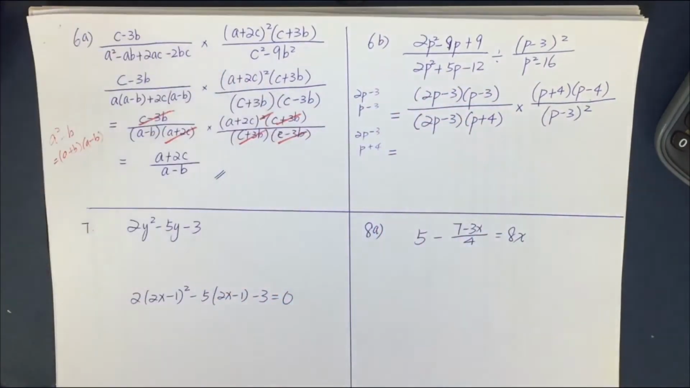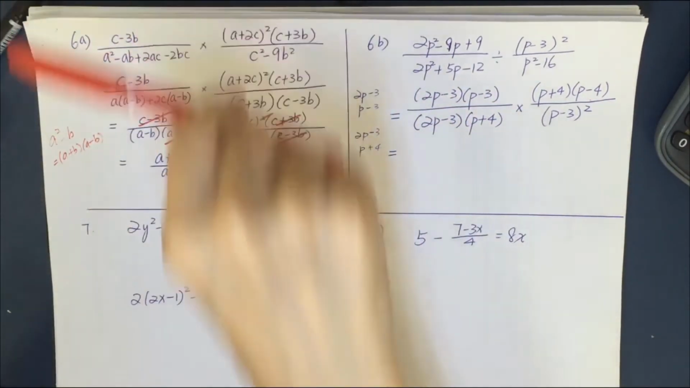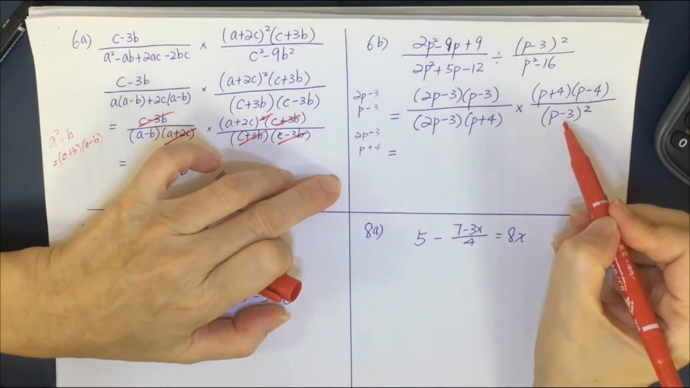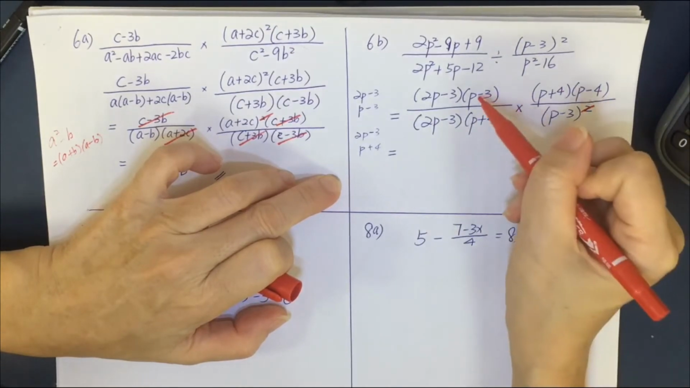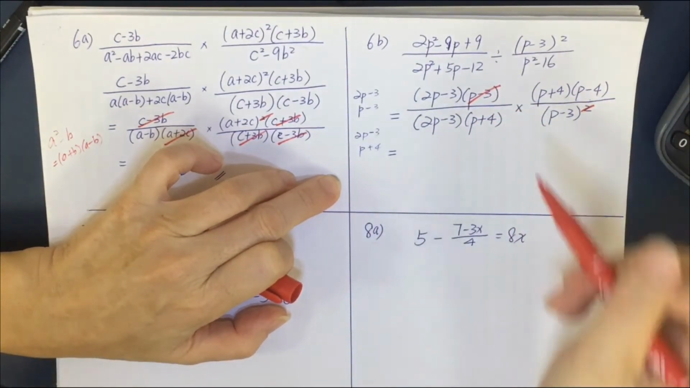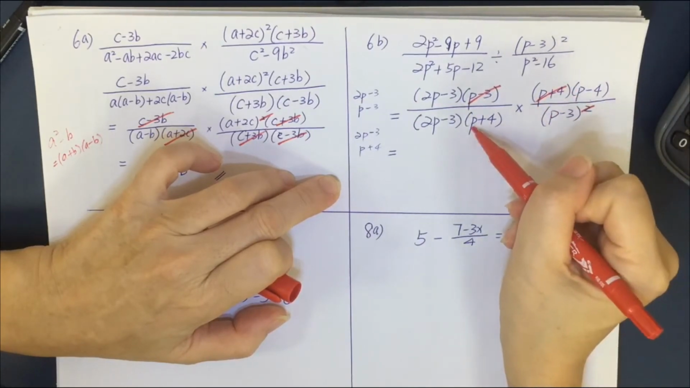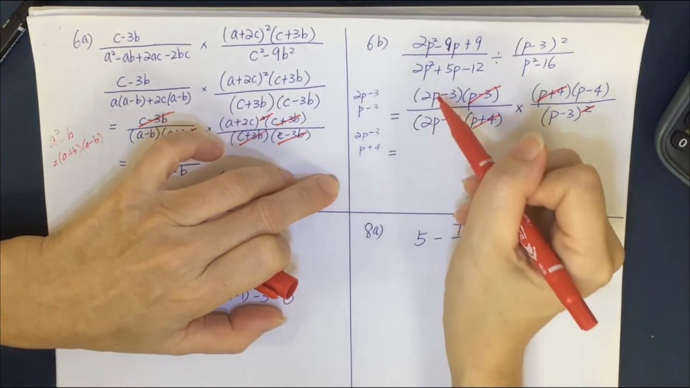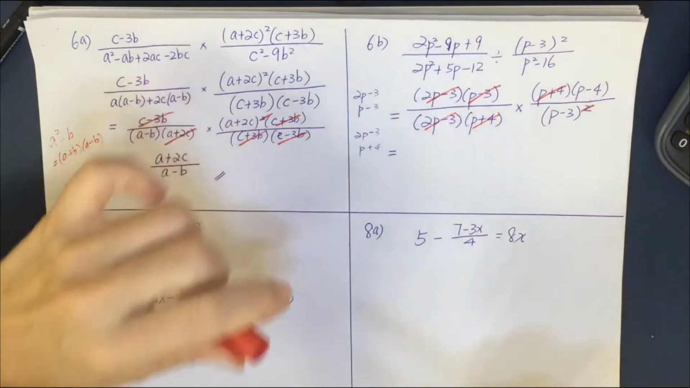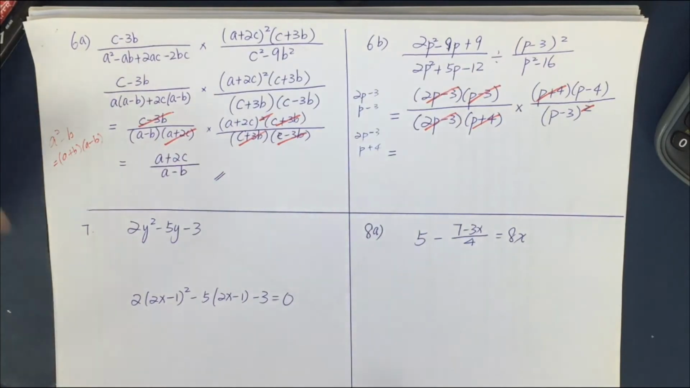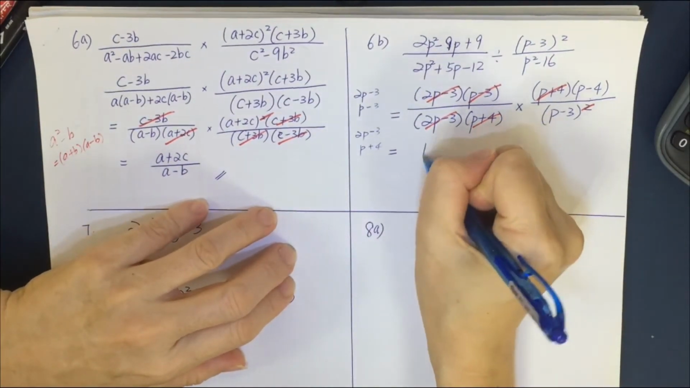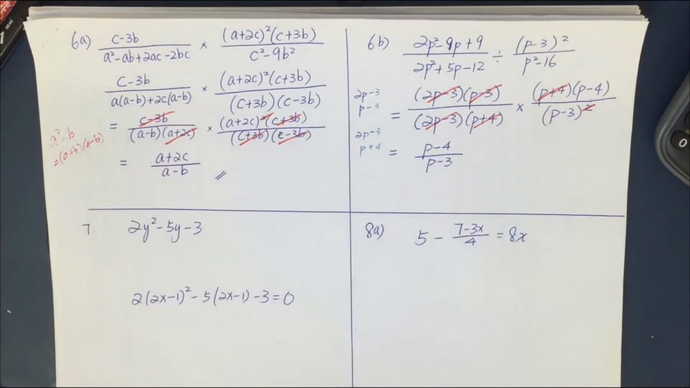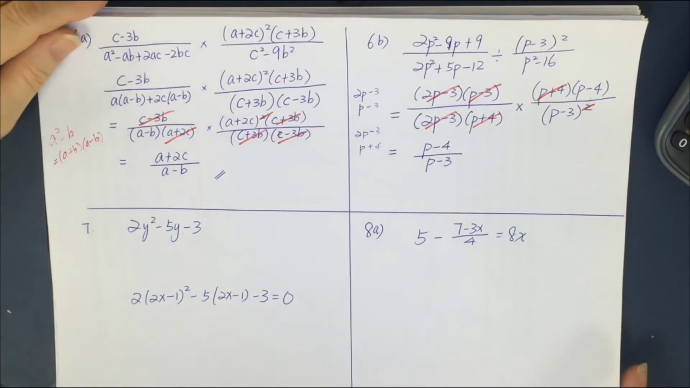We now need to see how we simplify. Here there's a p minus 3, but there are 2p minus 3 here, so we cancel one of them. So this one is gone. And then there's a p plus 4. Divide both numerator and denominator by p plus 4. So you are left with 1. And this one the same. So numerator, denominator both divide, and then you are having a 1. So your final answer will be just p minus 4 over p minus 3.